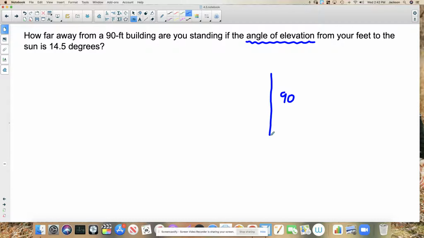And you're standing a certain distance away from this building, presumably on flat ground. So here's you. And the angle of elevation from your feet to the sun, to the top of the building, with the sun behind it. I guess maybe I should have phrased this question a little better, but the sun would be here casting a shadow down. The angle of elevation from your feet to the sun, which we'll put over here behind the building, and here is the shadow, is 14.5 degrees, right?